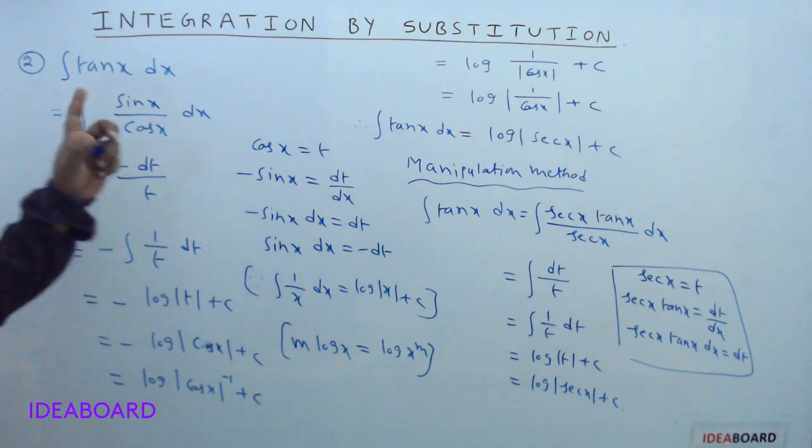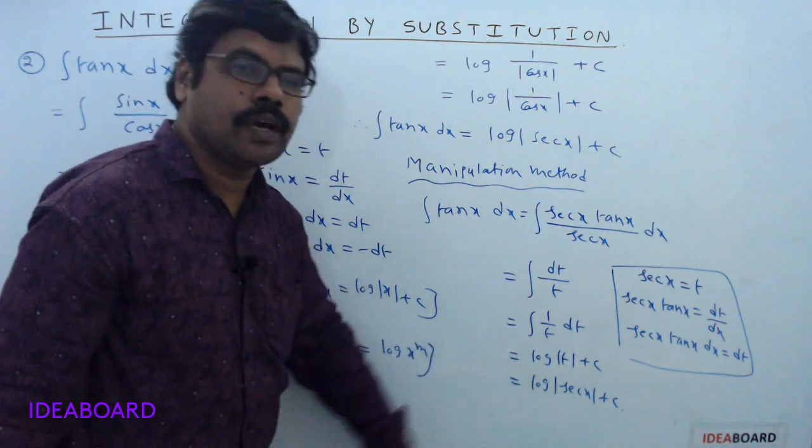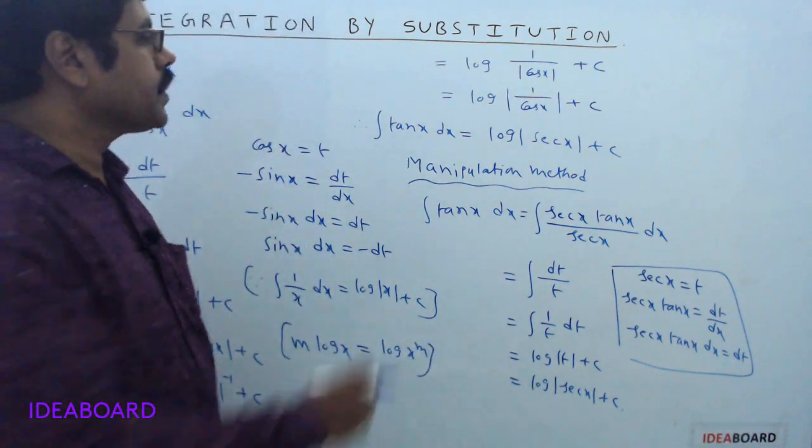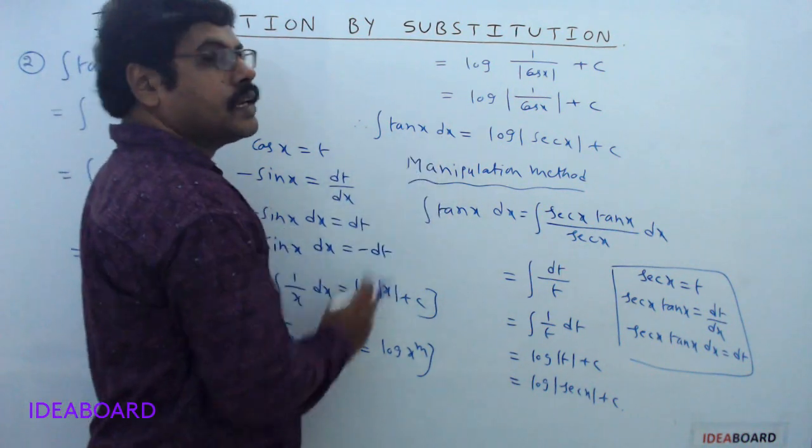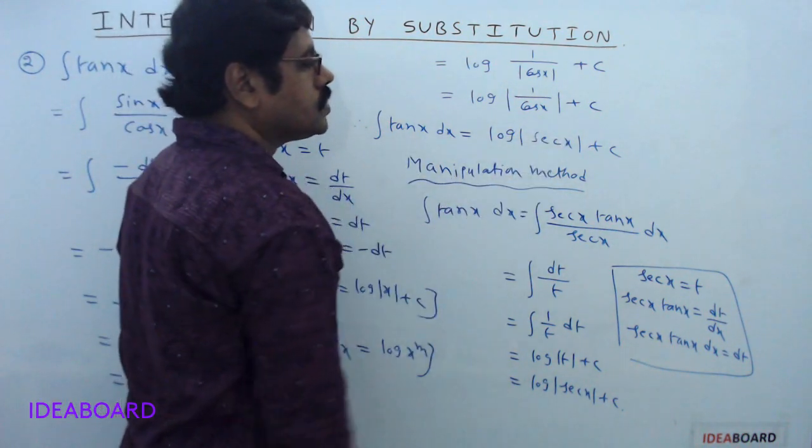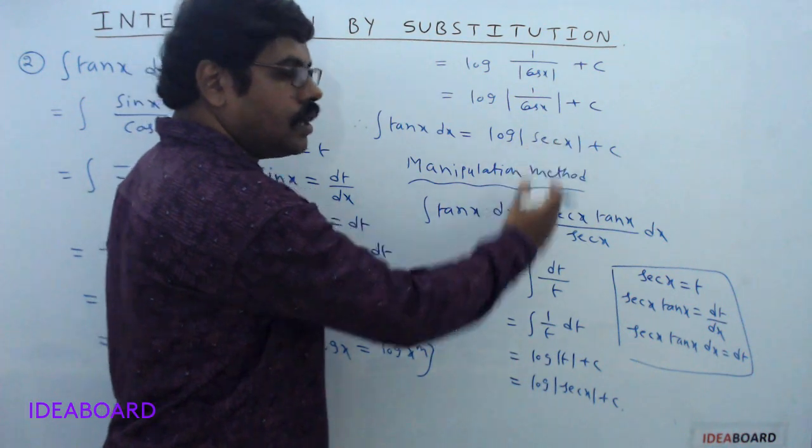So in both the methods we got the same answer. So what is the formula? Integral tan x dx equals log mod secant x plus a constant c.